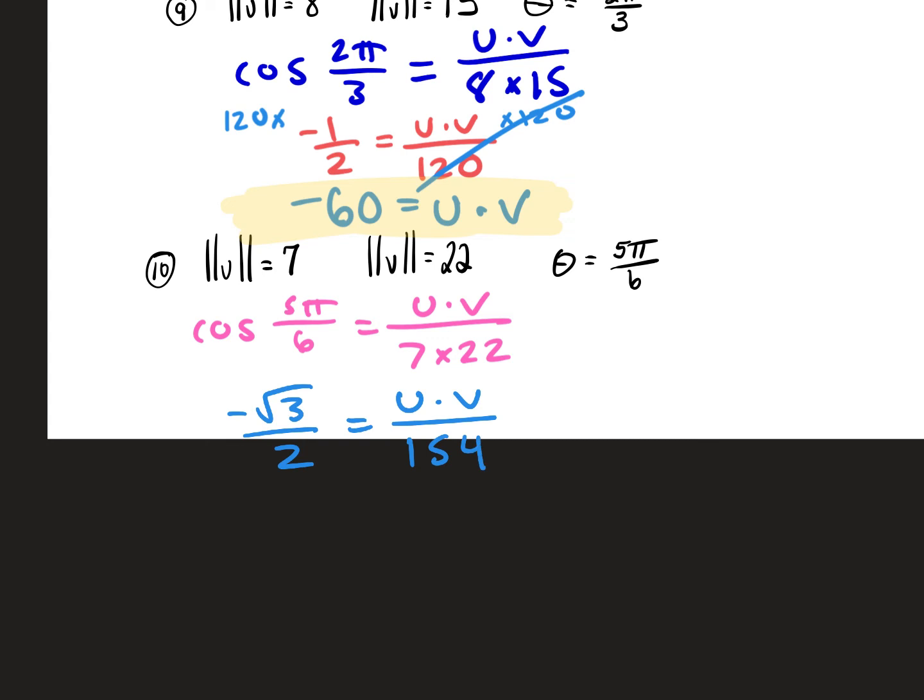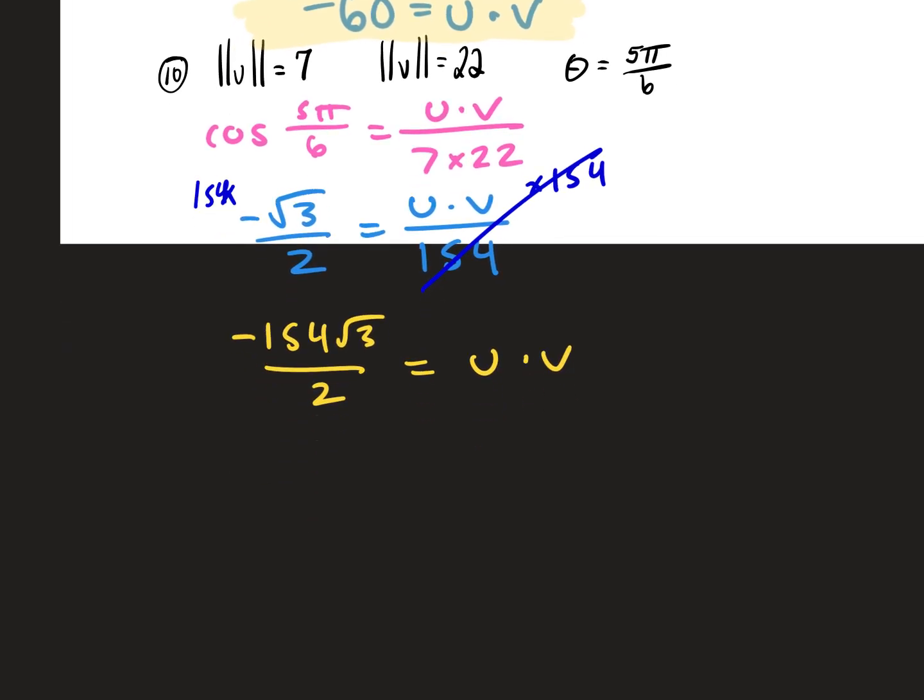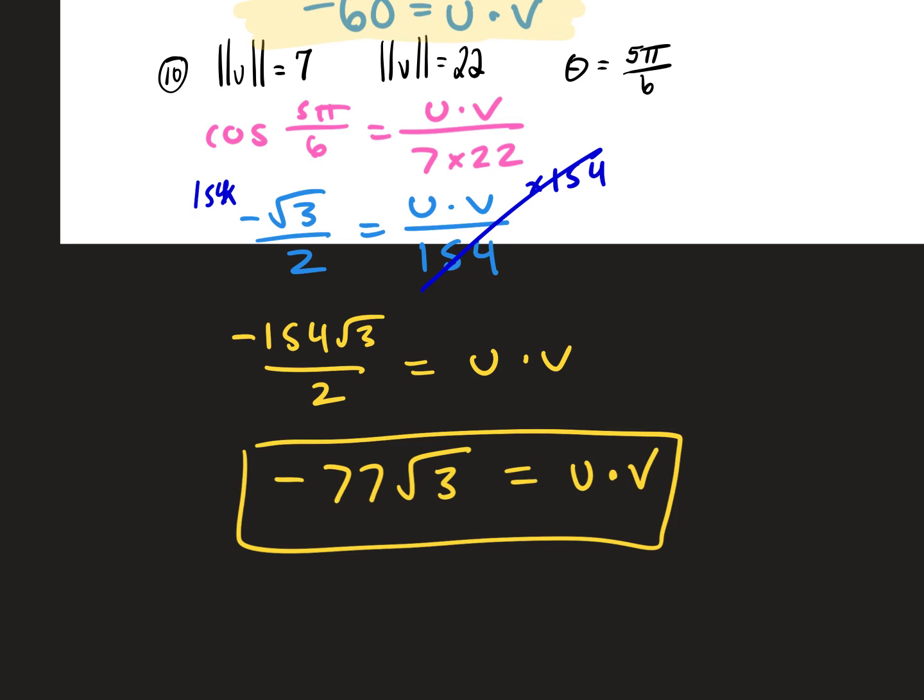So then we're just solving for the dot product, so we can multiply both sides by 154. So it'll cancel out on the right. So I have negative 154 square root 3 over 2 is equal to the dot product. And then I can simplify this, so it'll be negative 77 square root 3 is equal to the dot product. So just simplify this. Don't multiply the square root 3 because then your answer is not going to be an exact answer anymore. So you just simplify whatever the fraction is.